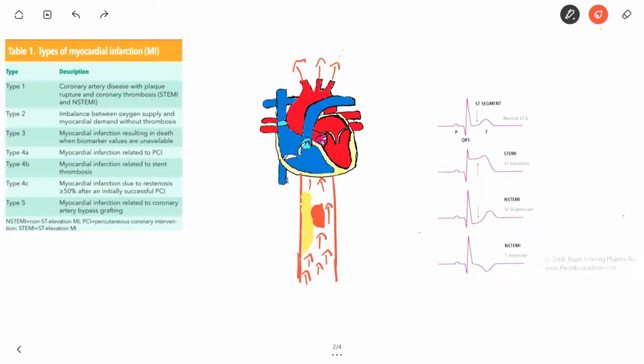The main purpose of this overview was to help you compare other types of myocardial infarctions with the type 1, which is the most common one. Now let's talk about the other types of myocardial infarction. There are 6 more types of myocardial infarctions. So let's get right into it.